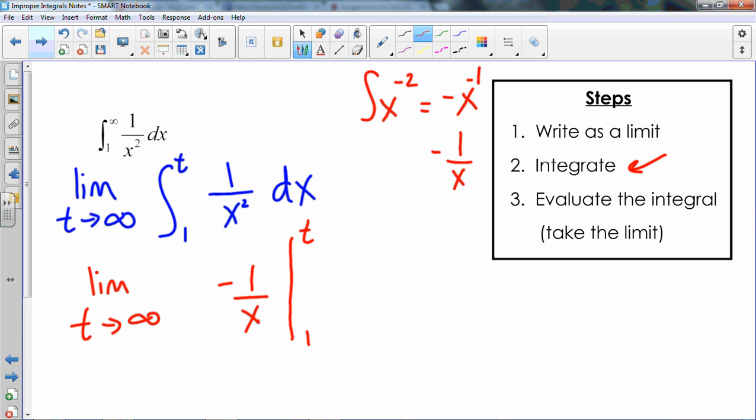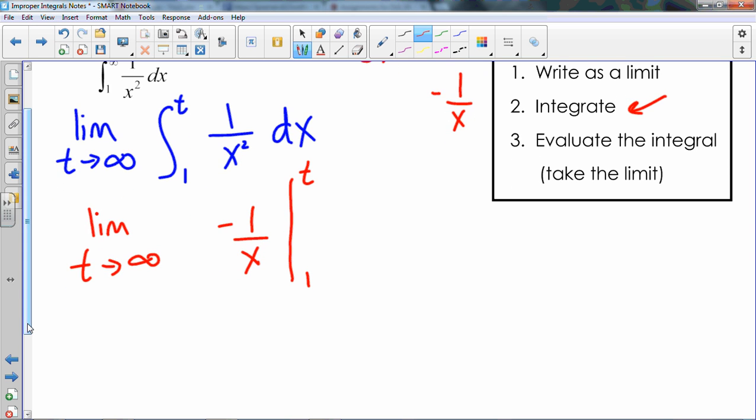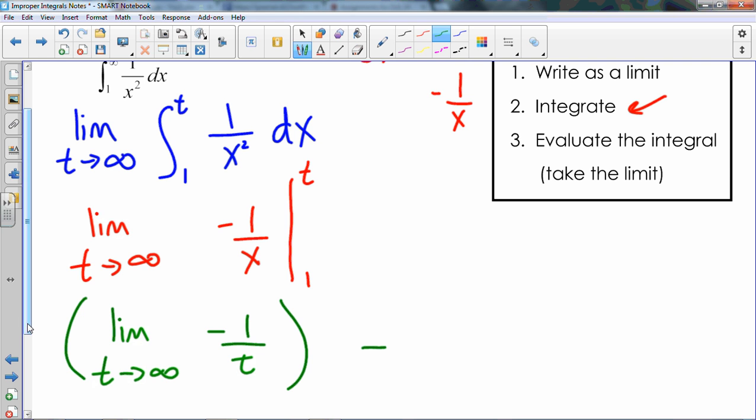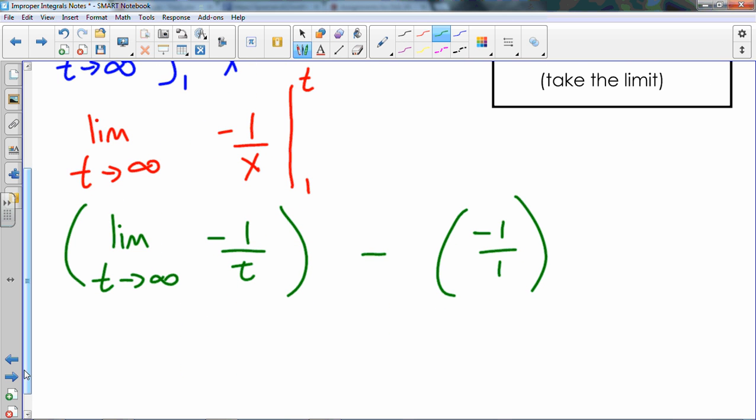Last thing we do is we evaluate the integral. To evaluate the integral, we start by plugging that t in, which means we're actually going to take the limit as t approaches infinity of negative 1 over t. That's the first piece. Then we minus off what we got when we plugged the 1 in, which is negative 1 over 1. Negative 1 over some massive number ends up just being 0. And then the second piece is a positive 1, so the answer to this is 1.